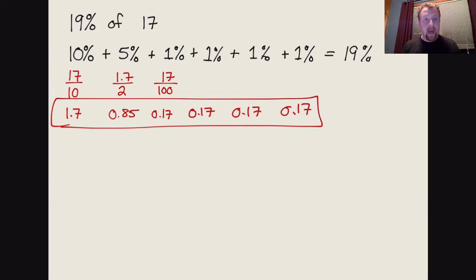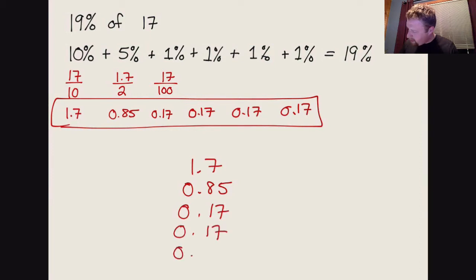Okay? And so what I can do is put these all on paper and add them up. And part of what we're doing here is we're just learning different strategies, ways to think about breaking up numbers. Okay? So I'd have 1.7, okay, plus 0.85, 0.17, 0.17, 0.17, and I need to move this just a little bit.